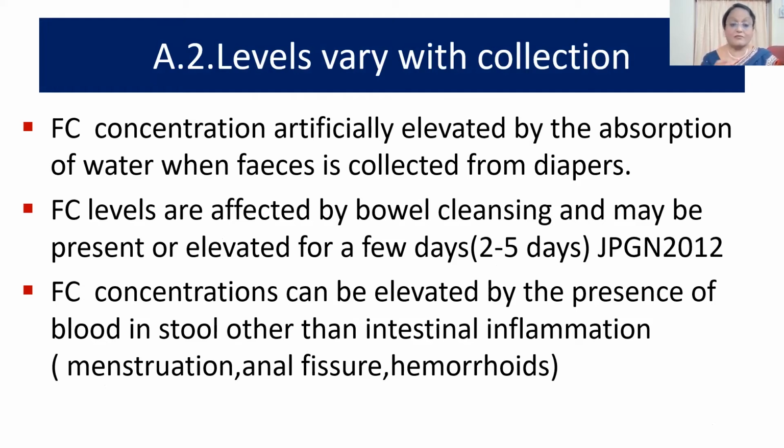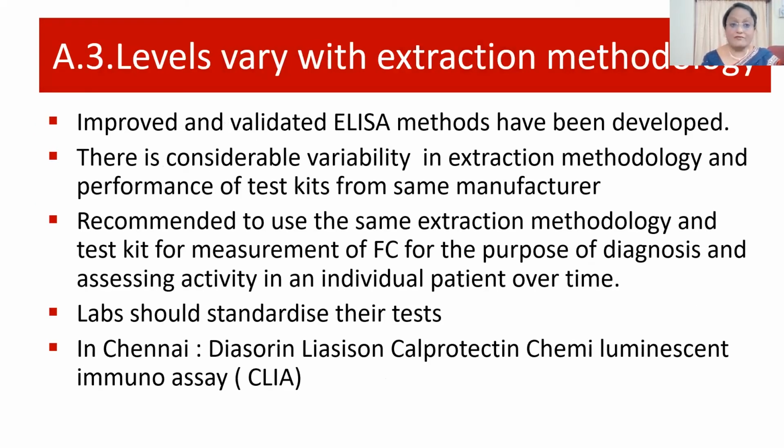This blood can be from non-intestinal inflammation areas like menstruation, anal fissure, hemorrhoids. So one should be very careful when we collect it, and ask the parent also whether the sample collected did show macroscopic blood. Then levels also vary with extraction methodology, and this is also a very, very important point to remember.